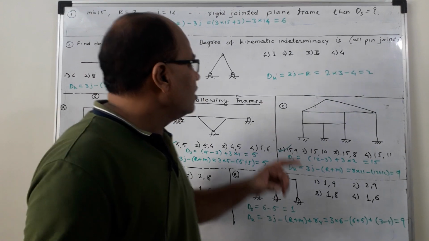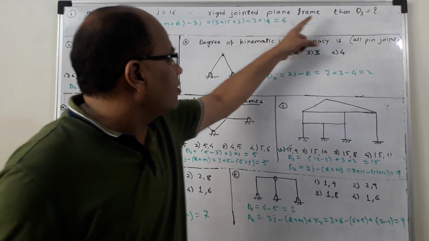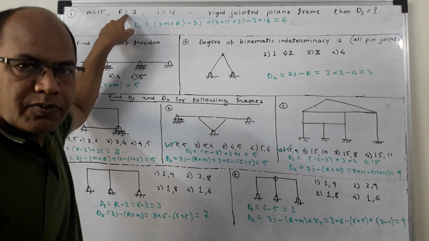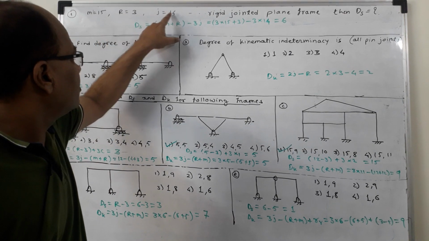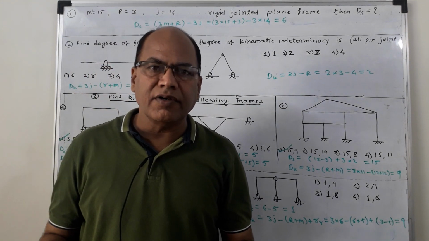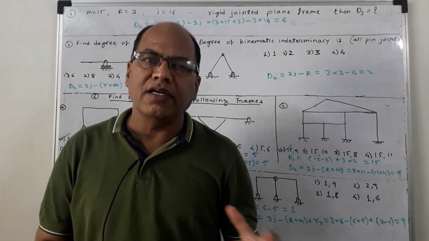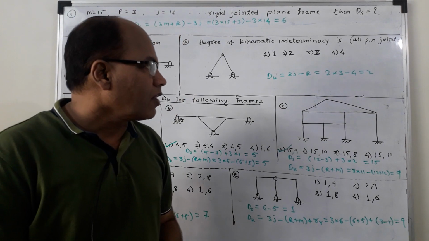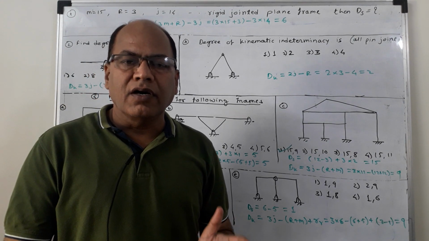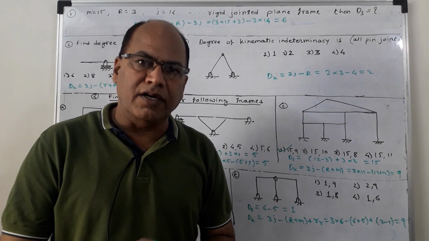So here they are saying, find the degree of static indeterminacy for a rigid jointed plane frame in which the number of members is 15, the number of unknown reaction components is equal to 3 and the number of joints is equal to 14. Now when such information is given instead of the figure of that frame, what you are supposed to do is this. We know the basic thing: degree of static indeterminacy is equal to the total number of unknown reaction components minus the number of equations which are available.